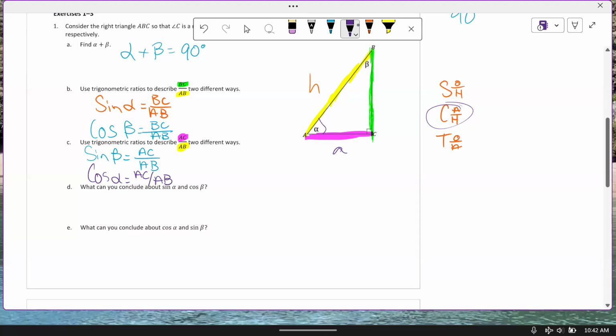Now, what can we conclude about sine of alpha and cosine of beta? That's talking about these two. Well, they both equal the same thing, so we can say sine of alpha equals cosine of beta. What can we conclude about cosine of alpha and sine of beta? They both equal the same thing, AC over AB. So that means sine of beta will equal cosine of alpha. Simple as that.